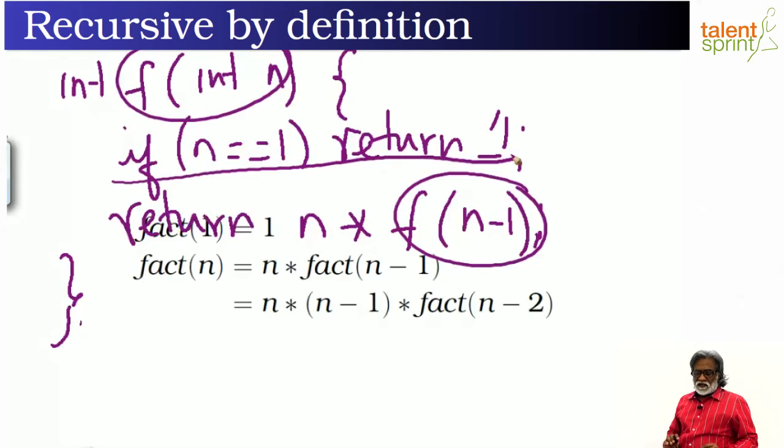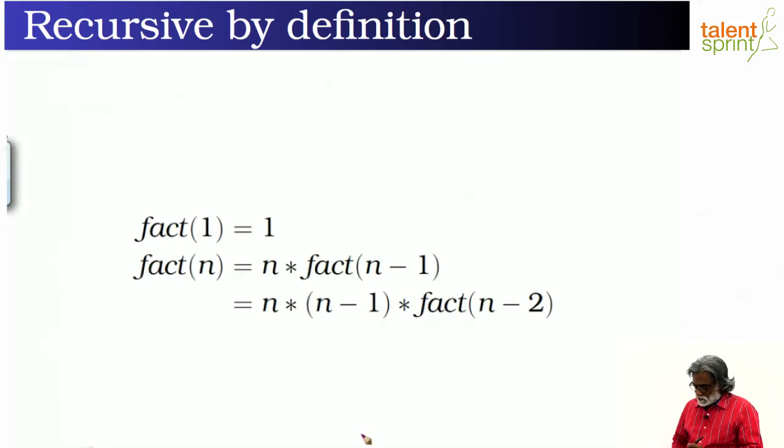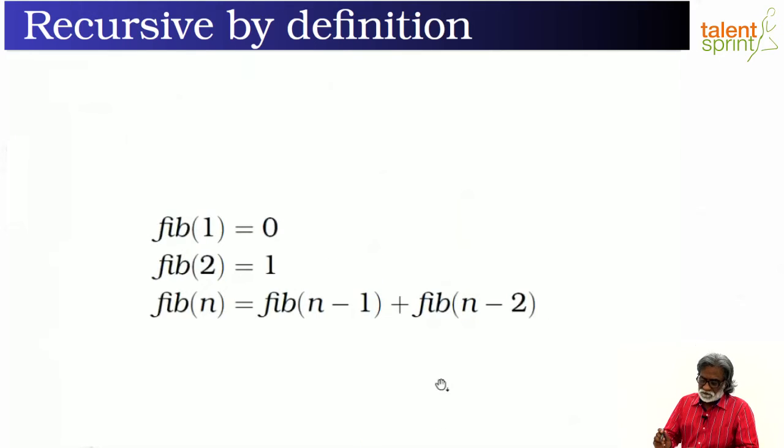So our code contains all the right things. Pretty good. Let's move on to the, I promise you, the last recursive definition, which is slightly more complex than the previous one because of what is called a two-term recurrence.